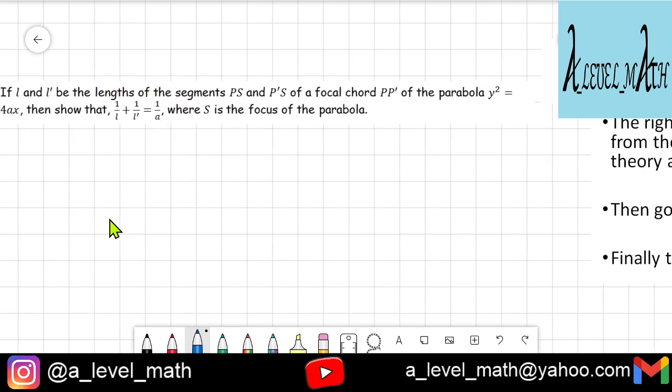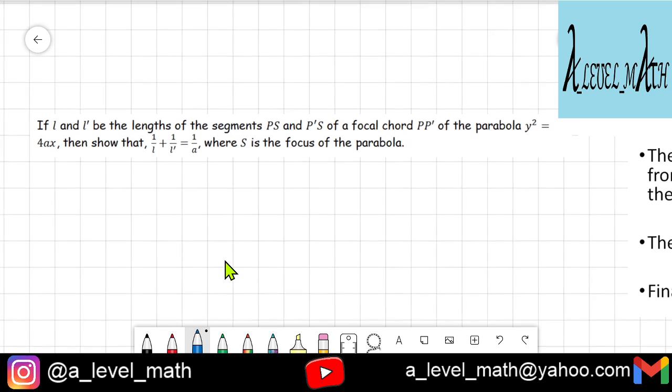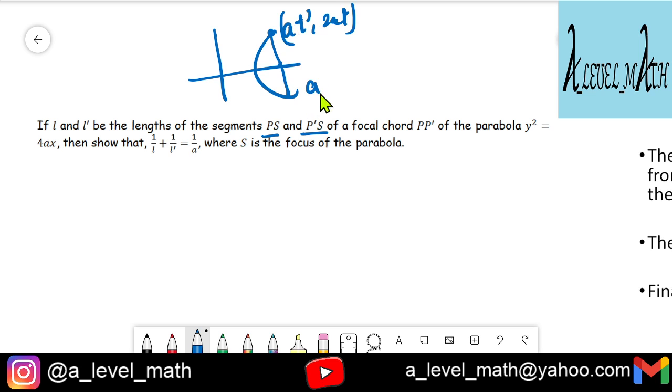Let's take up one more final question. If L and L dash be the lengths of the segments PS and PS dash of a focal chord, again we have a focal chord, so we can always use the fact that if I take this point to be at square 2at, then this point is a by t square minus 2a by t.